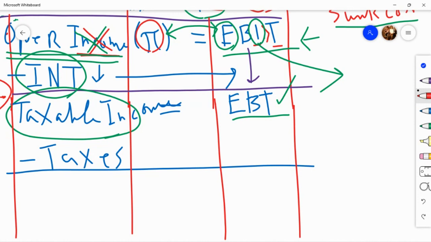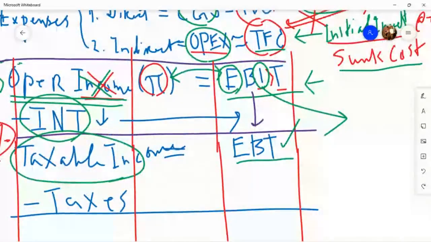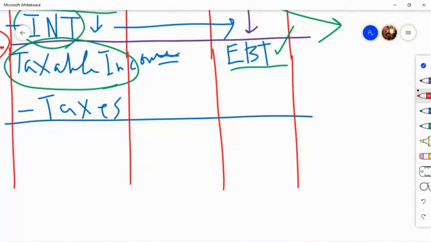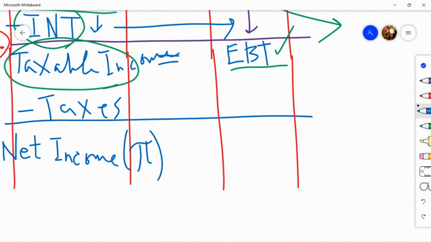And think about it. Where can taxes come from? It should come out of taxable income. Right? And then after paying taxes, the taxes are gone. So then what should this be called? Net profit. Yeah, in the left column, it should be called net income or net profit.